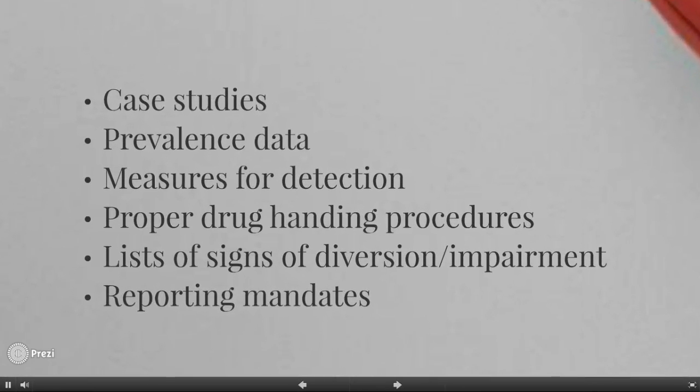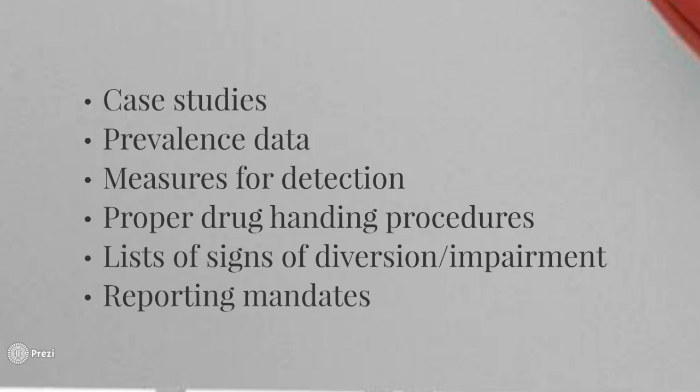In your facility's drug diversion educational program, it may be helpful to include examples of actual cases of diversion that have affected patient safety, prevalence of diversion, measures your facility uses to detect diversion, for example, reviewing every controlled substance transaction in the facility, proper drug handling procedures relating to withdrawal of drugs, documentation, and wasting, detailed lists of signs of diversion and impairment, and reporting mandates.